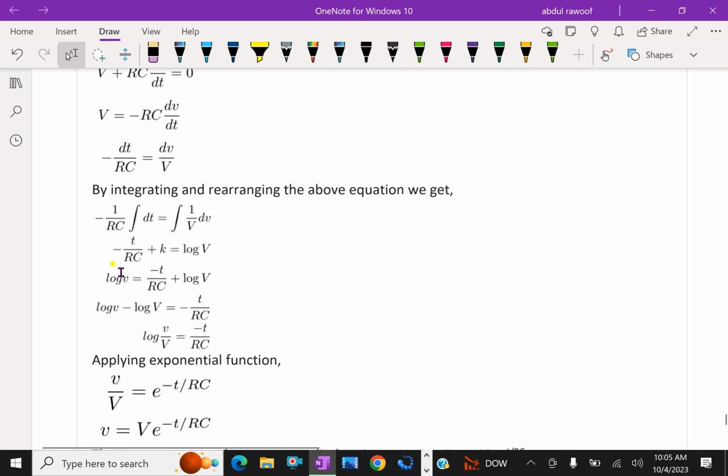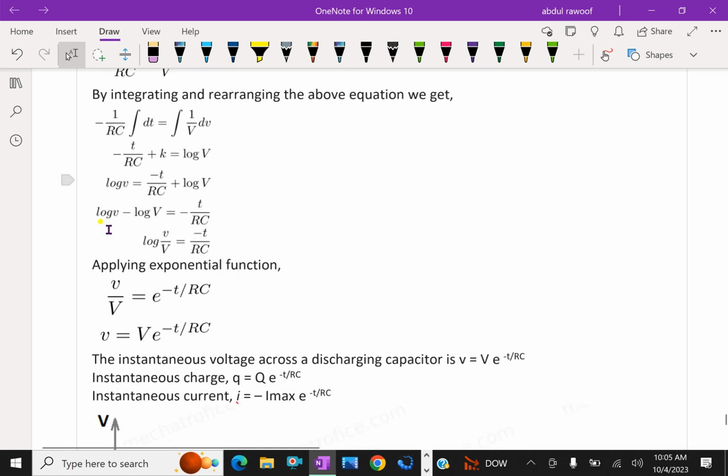Now the integration of dt is t plus the constant of integration K, equal to the integral of 1 over v, which is log v. Therefore log v equal minus t over RC plus K. That means the K value is log V from the initial conditions. Using initial conditions, log v equal minus t over RC plus log V. Now collecting one side, log v minus log V is equal to minus t over RC. Then log m by n is log v over V, which is equal to minus t over RC.